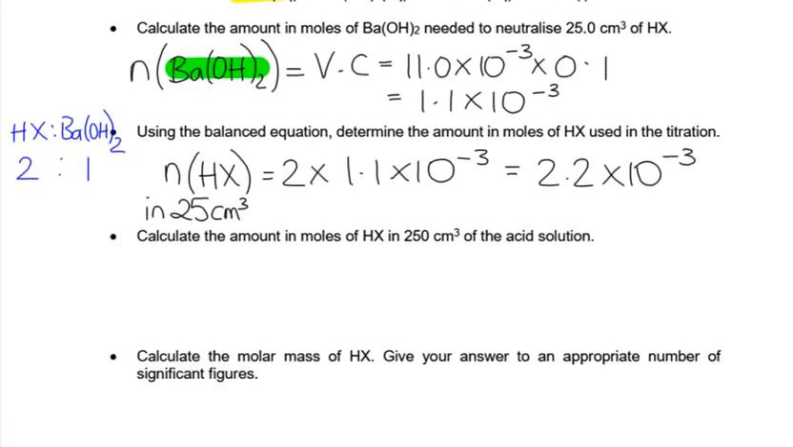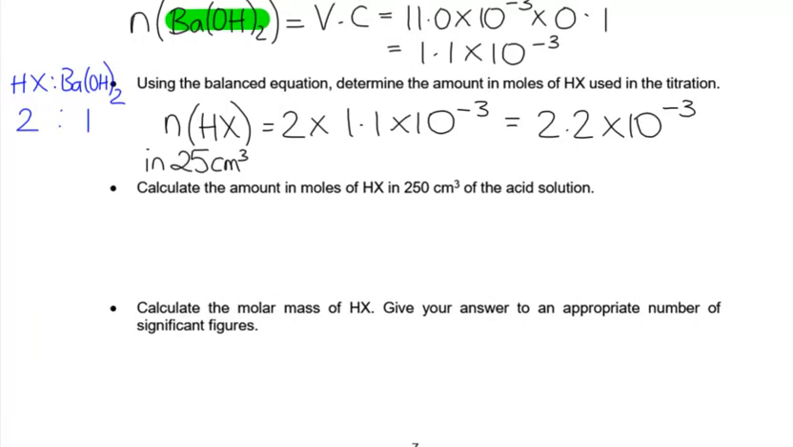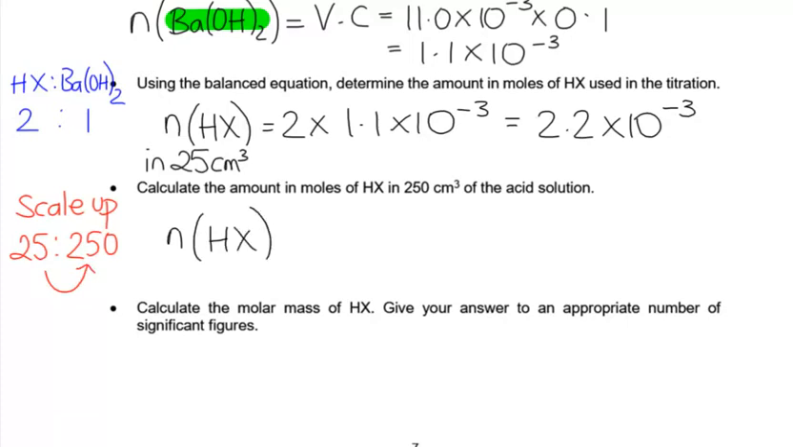And if we have a look, we're going to scale up. This is called scaling up to the bigger flask. So we're going to scale up. We use 25, but we want to go all the way to 250. How do you get from 25 to 250? So the number of moles of HX in 250 is 10 times.